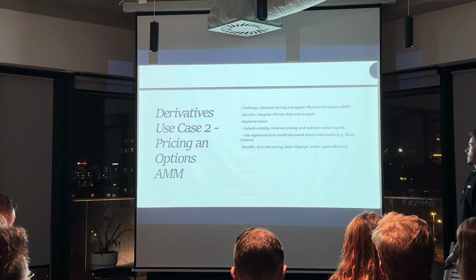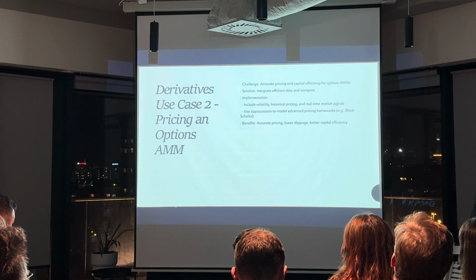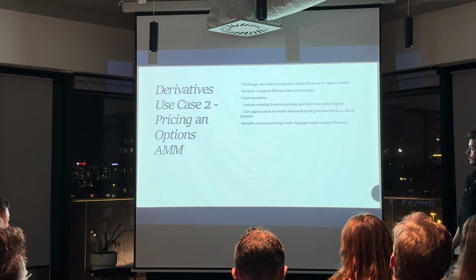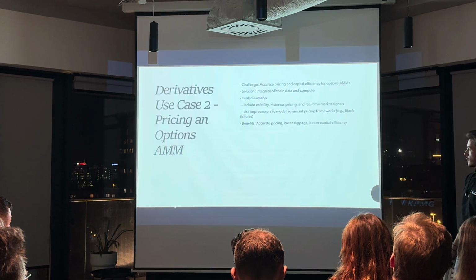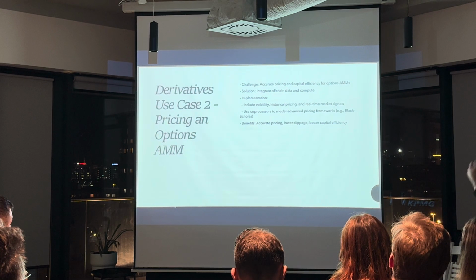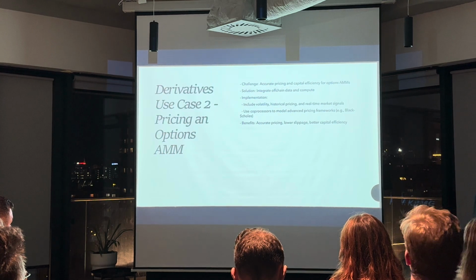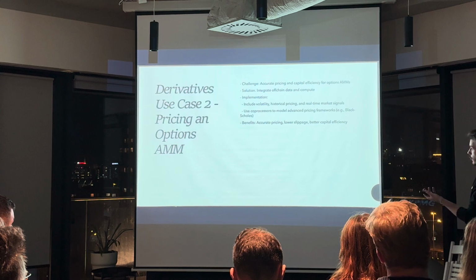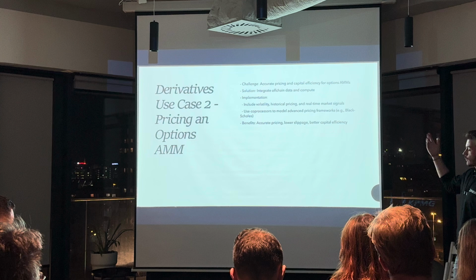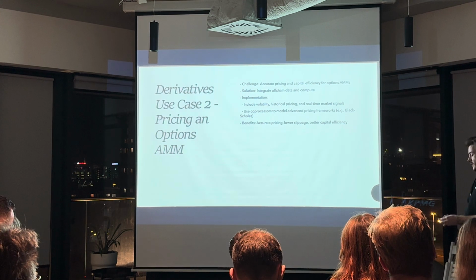Pricing and options AMM. The challenge here is to accurately price and achieve capital efficiency for options AMMs. The solution is to integrate off-chain data and compute, for example, to calculate something like IV, which is the implied volatility in options contracts. So include volatility, historical pricing, real-time market signals. We can also make use of co-processors, and as we mentioned, this implied volatility is used in formulas such as Black-Scholes, which is used a lot in the options markets for pricing options.